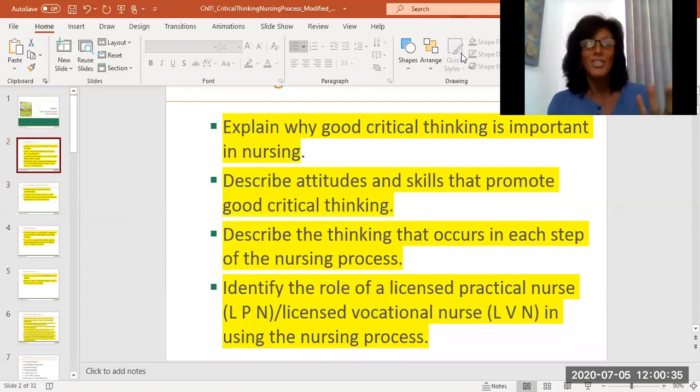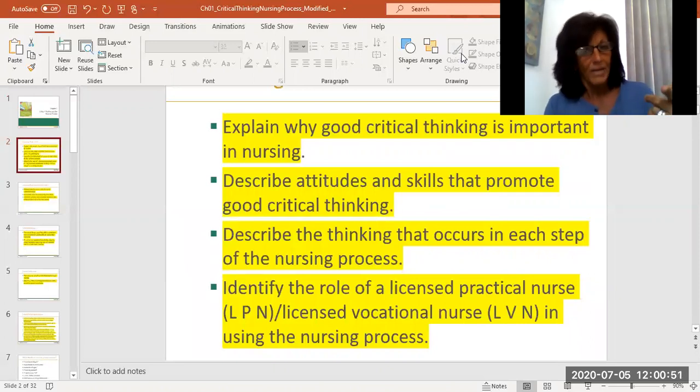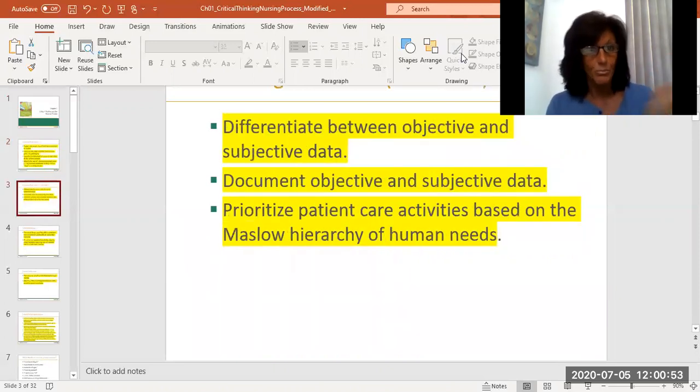So I'll go over the learning objectives. Why is good critical thinking important in nursing? What are the attributes and skills that promote good critical thinking? And then what's the thinking involved in every step of that nursing process? What is your role as the LPN in that nursing process? I'm going to talk about objective and subjective data. We can differentiate them. How do we document them? And then how do we prioritize care based on Maslow's hierarchy of human needs?